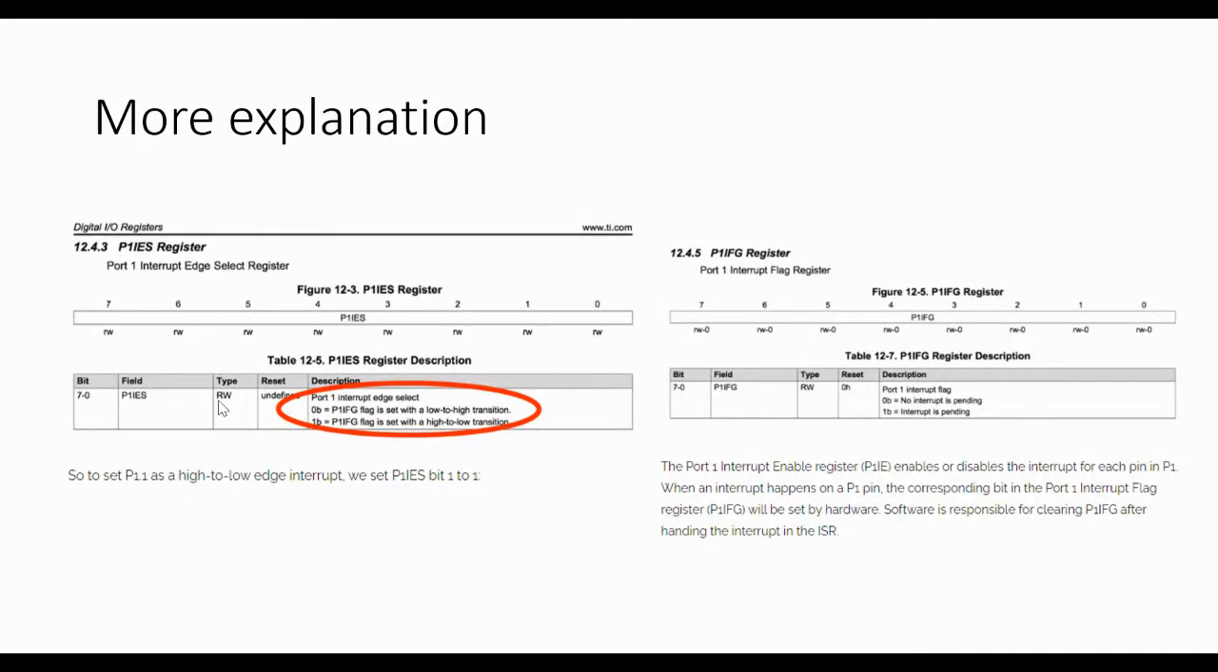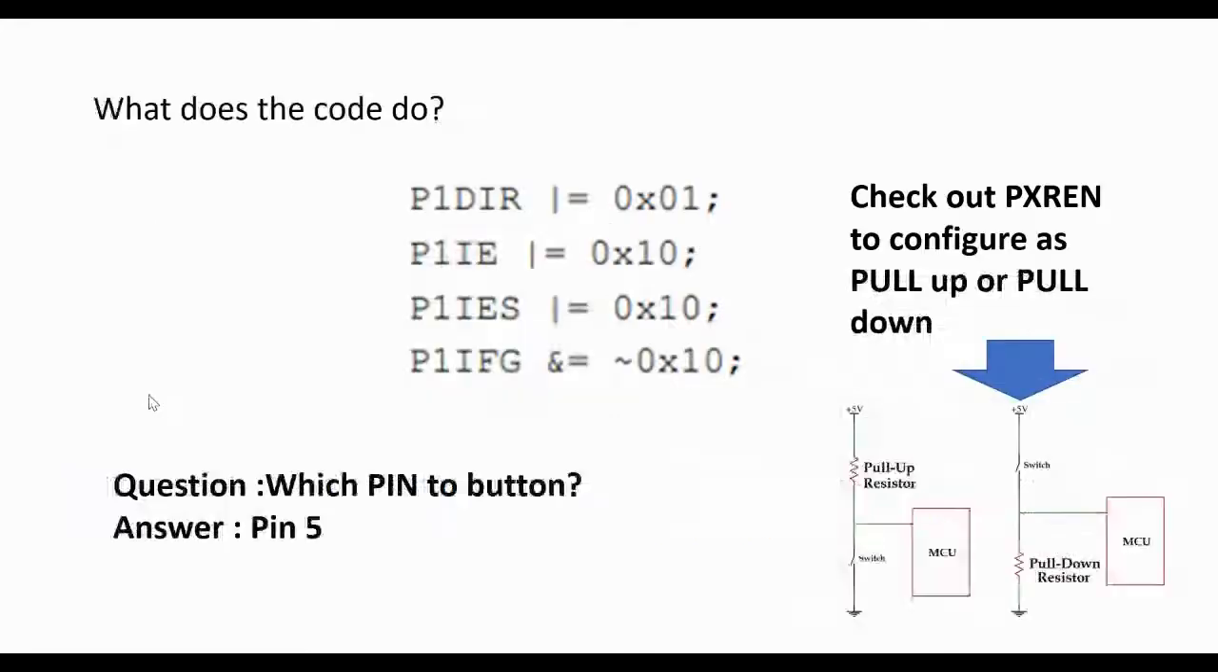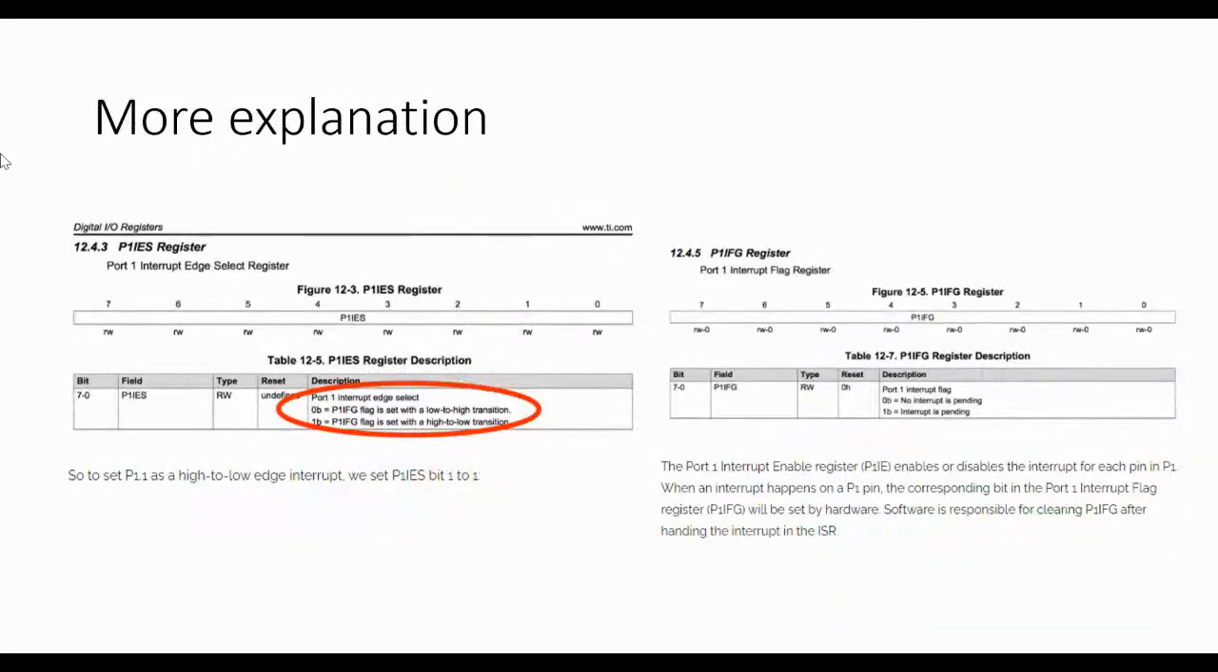Now, P1IE. P1 interrupt enable is basically to enable the interrupt. If you disable this, let's say for example I put this as 0x00, can this code still work? The answer is no, the code will not work. All right. Now, what about P1IES?